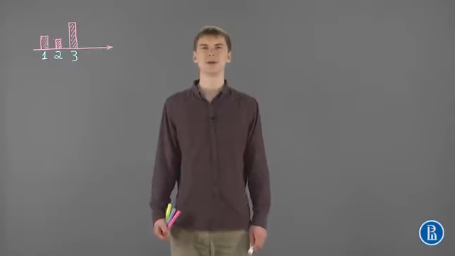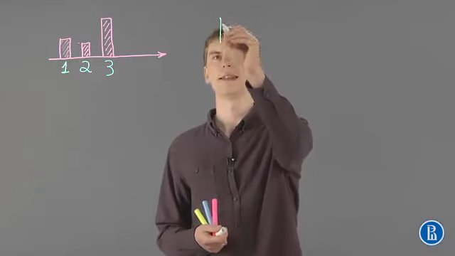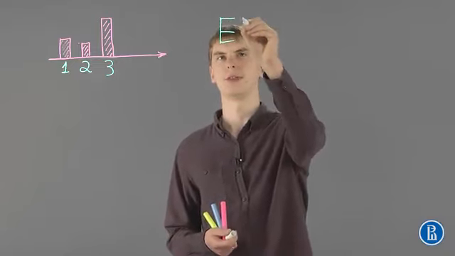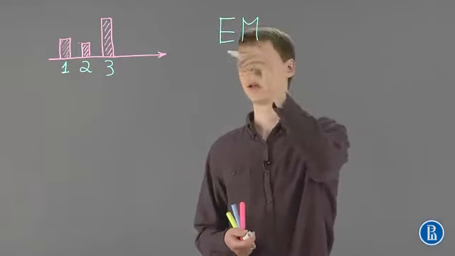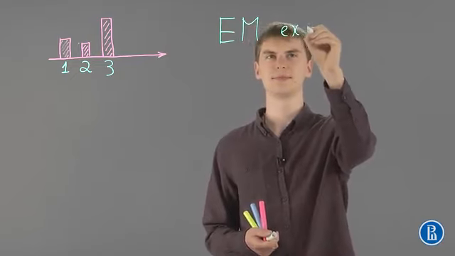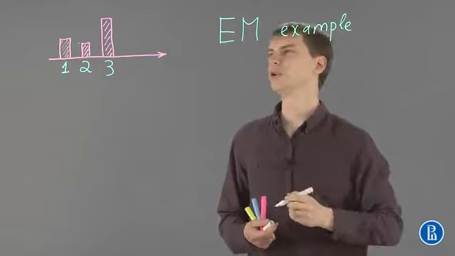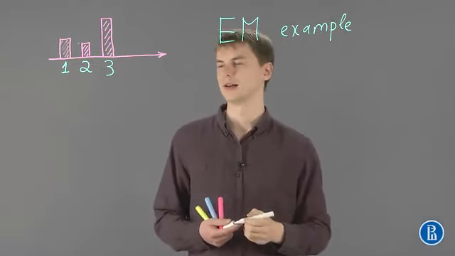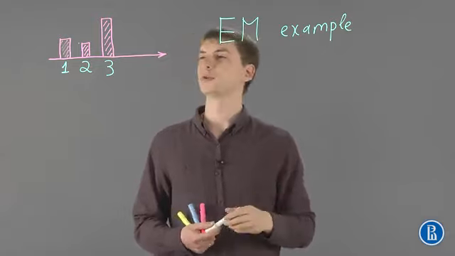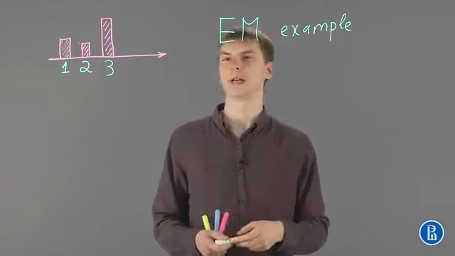In this video, we're going to go through an example of applying an expectation maximization algorithm to a particular problem. Let's say that you have a data set with the following histogram. You have discrete data which can take only three values, 1, 2, or 3, and you have approximately 30% of ones, 20% of twos, and 50% of threes.